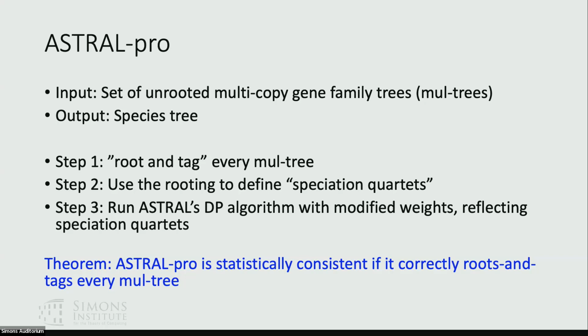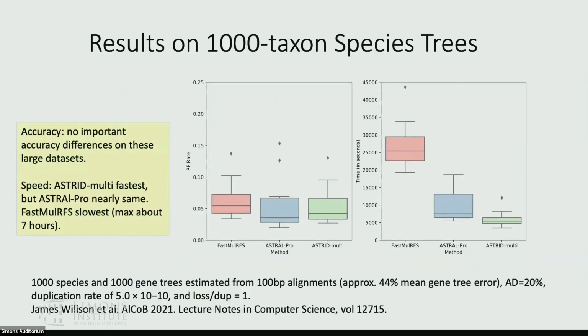Okay, so there's a theorem that says if it correctly roots and tags each gene family tree, it's consistent. But effectively, that's the same as knowing orthology, and that's the only theoretical guarantee. What we saw is that Astral Pro is more accurate than Astral Multi. It's right here. They're very close, but Astral Pro is better. FastRFS is worse. Runtime-wise, Astral Pro is pretty good, not quite as good as Astral Multi. So here you have a method that's actually practically useful. It might be statistically consistent even with errors, but we don't have a proof.